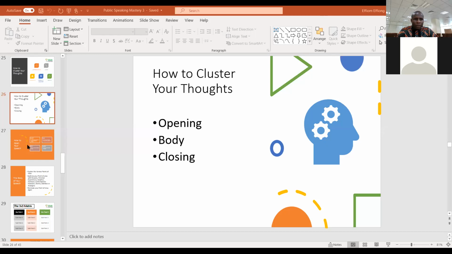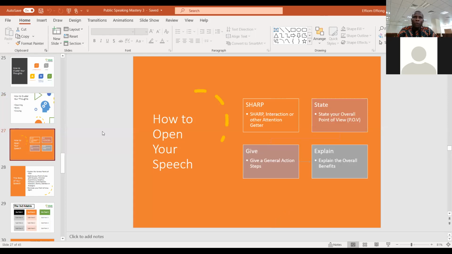So we want to start with, now you know you need to cluster your ideas. You have 5 ways you've clustered them. So how do you put them into opening, body, and closing? How do you open your speech? How do you start your speech?